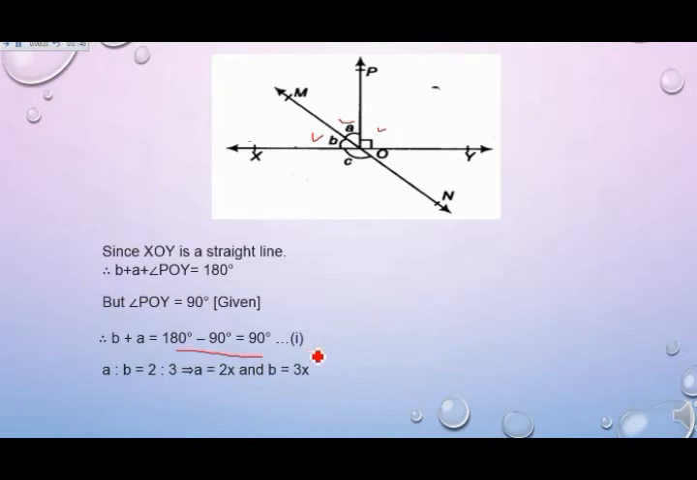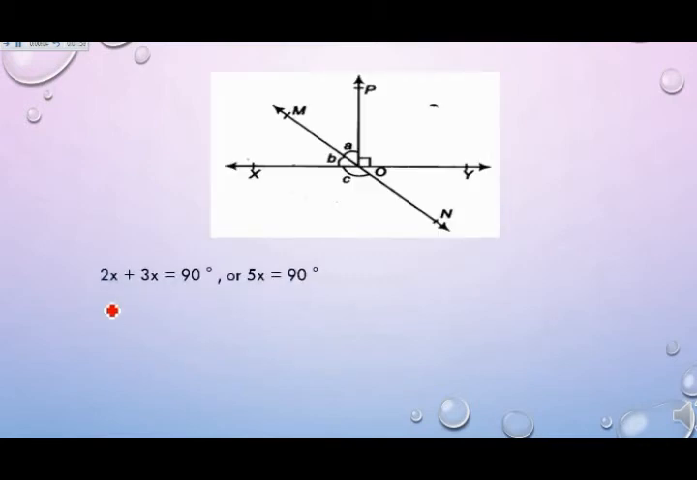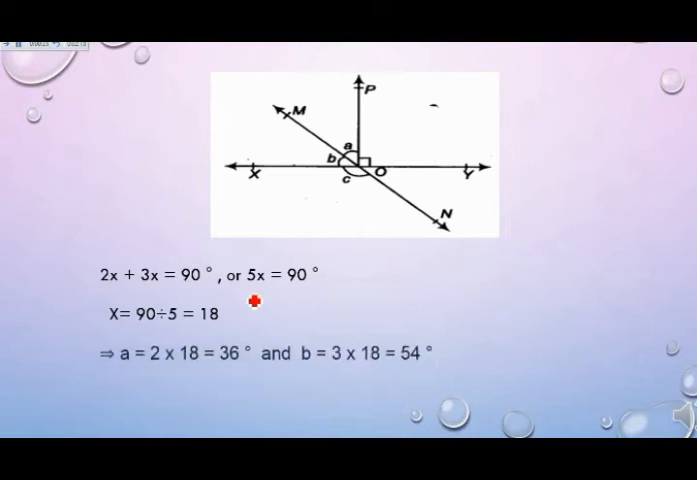So let us assume the value of A as 2x and B as 3 times x. So using the ratios, 2x plus 3x is equal to 90 degrees, that is 5x is equal to 90 degrees, and hence the value of x is 90 divided by 5, that is 18 degrees. So we can find the value of angle A and B. So A is 2 into 18, that is 36 degrees, and B is 3 into 18, that is 54 degrees.